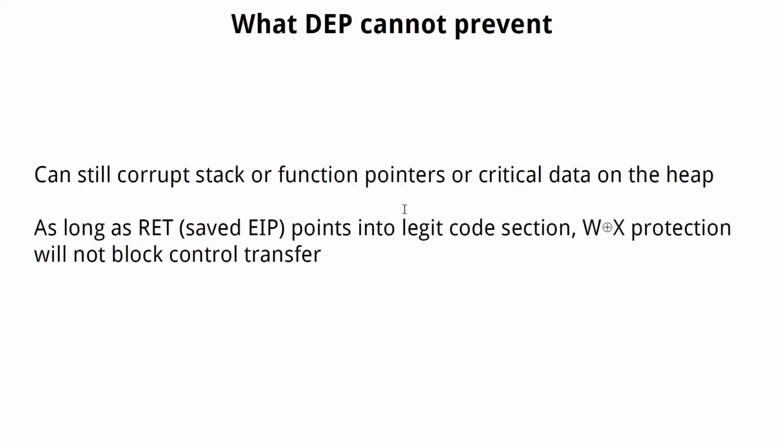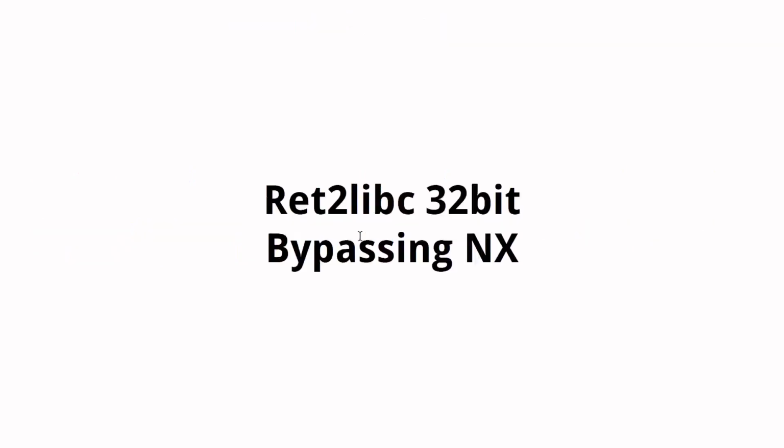So also, what DEP cannot prevent, it doesn't really prevent the corruption of the stack. It doesn't prevent the corruption of any data on stack. The return address, the function pointers, critical data, local variables, they do not protect that. So as long as the return address points to legit code sections, this cannot block any kind of control transfer. So next, we are going to look at how do we bypass this approach.